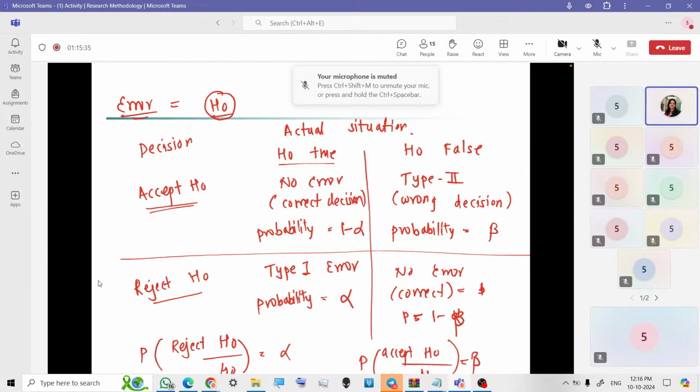In the other case, when my hypothesis is false, I'm accepting my hypothesis, but actually the hypothesis is false, but even though it is getting accepted, so that is called as a type 2 error. The probability of this is defined as beta, and it's a wrong decision. What is the probability of rejecting H0 when it is actually false? There is no error.